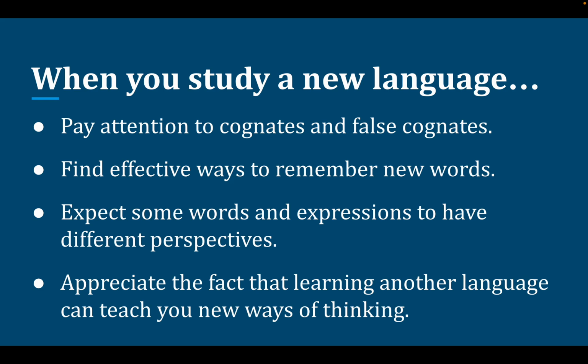So when you study a new language, pay attention to cognates, the words with similar spellings and the same meanings. Pay attention to false cognates, which are words with similar spellings but different meaning, and these ones are tricky. You want to find effective ways to remember the new words that you are studying, and most importantly, expect that some words and expressions are going to have different perspectives. And do, in fact, appreciate that when you are learning another language and you learn these new perspectives, these new ways of thinking, that you are broadening your horizons.